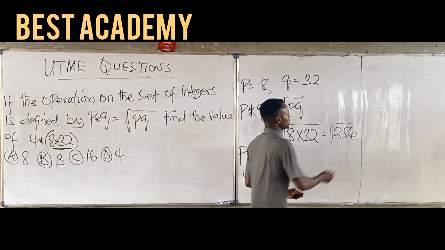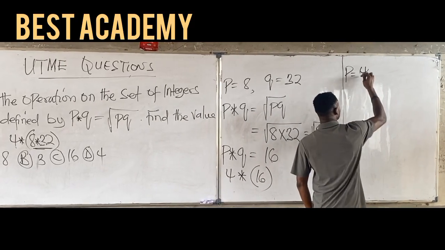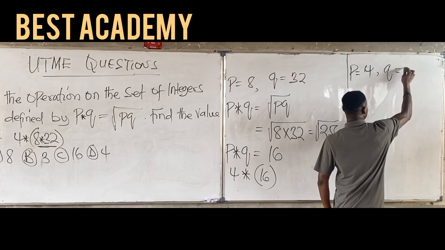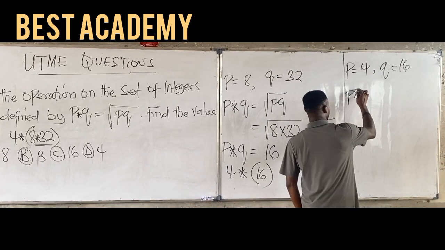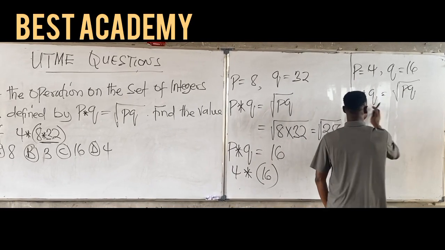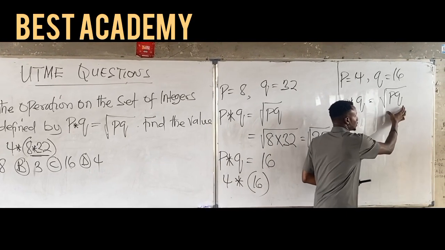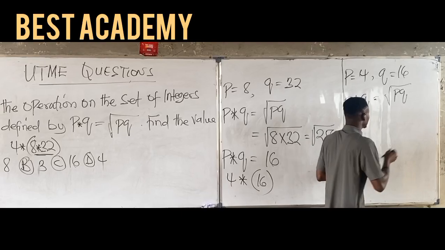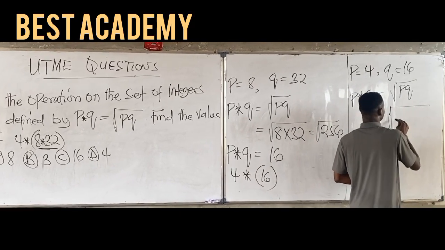So what does it mean here? It means that P is standing as 4. Please take note. Q is 16. That means evaluating P asterisk Q equal to square root of PQ. This part here is used to get our values. Please take note. While this part here is used to evaluate. So this will be equal to square root of, what's my P, 4 times what? 16.